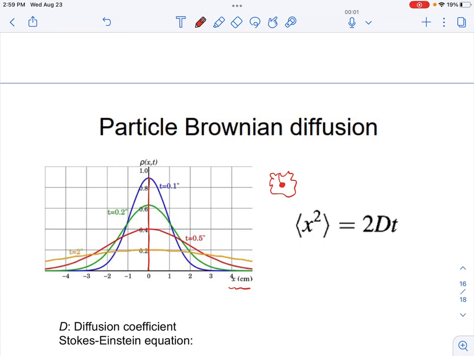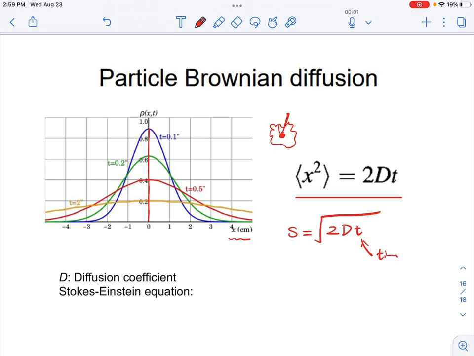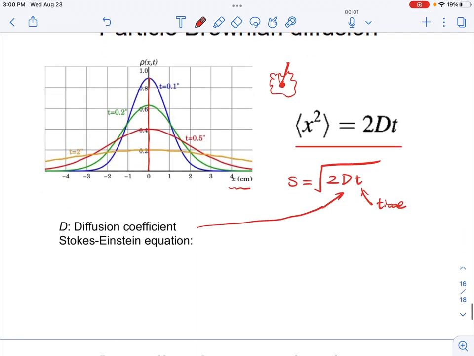So overall, if we want to calculate the average displacement, or the magnitude of the displacement, you can use this equation, where the average magnitude of the displacement compared to the original location is just the square root of 2Dt. And t here is time. It can be seconds or minutes or hours or even years, right? And D here is the diffusion coefficient, basically this term here.